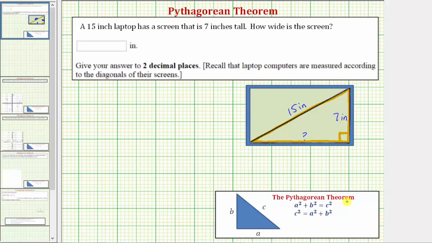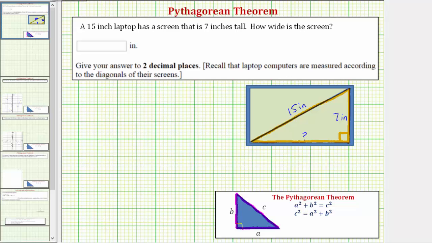The Pythagorean theorem is given as a squared plus b squared equals c squared, or c squared equals a squared plus b squared, where c is the length of the hypotenuse, which is this side here. This is always the longest side. It's also the side that is always opposite the right angle. The other 2 sides are called the legs. The lengths of the legs are labeled a and b. The legs are the 2 sides that form the right angle. It doesn't matter which leg we label a and which leg we label b, because notice how in the equation a squared plus b squared is on the same side of the equal sign.